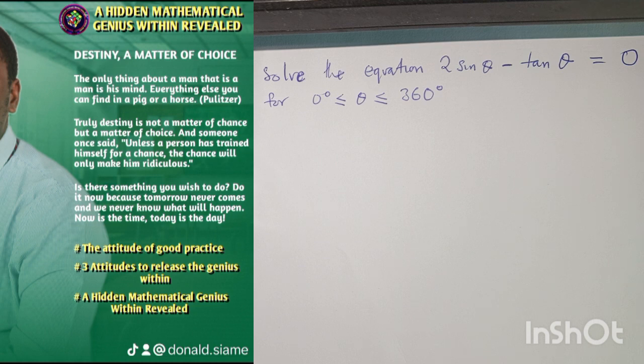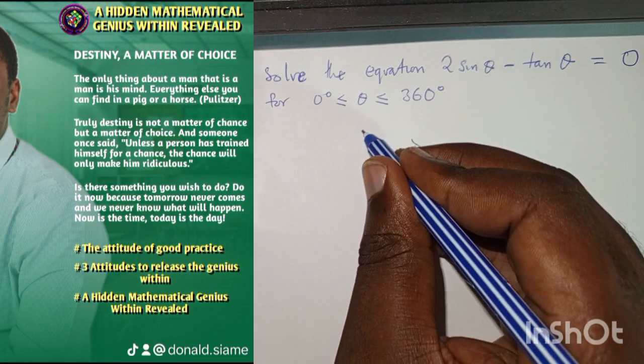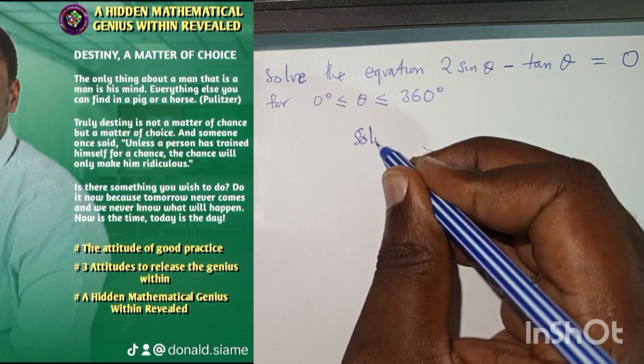So the first thing to do here is to factorize, to divide out the common factor, because we're supposed to have similar variables for us to solve the equation. If it is sine theta, we're supposed to have sine theta. If it is tan theta, it should be sine theta. So just the same variable. Okay, so we have a solution.